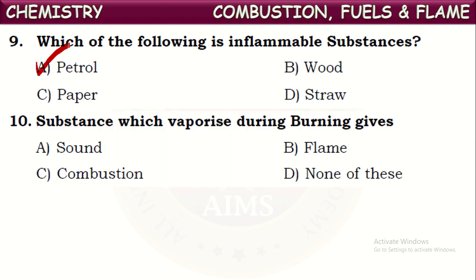Okay, next one. The substance which vaporizes during burning gives flame. Generally, the substances which vaporize during burning produce flame. For example, candle wax. When you start burning a candle, the wax around the wick first melts into liquid state and then starts converting into vapor form, and slowly flame is given at the wick. So not only wax, the fuels which vaporize while burning produce a flame.